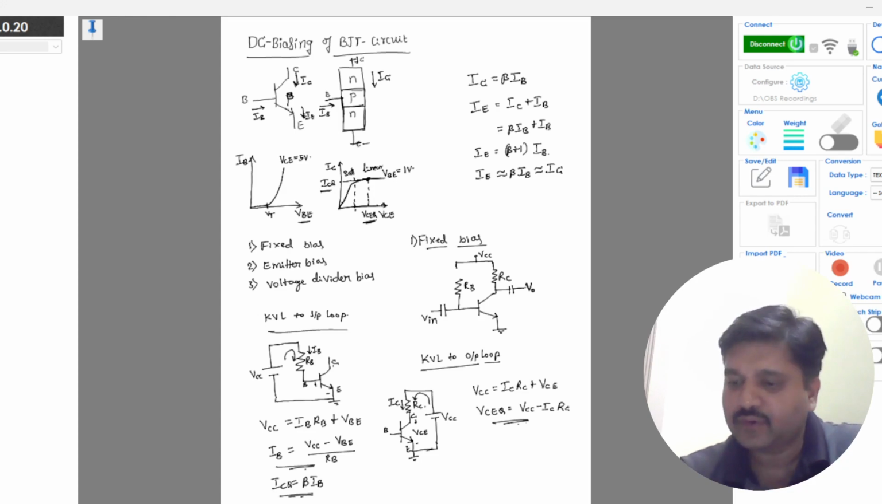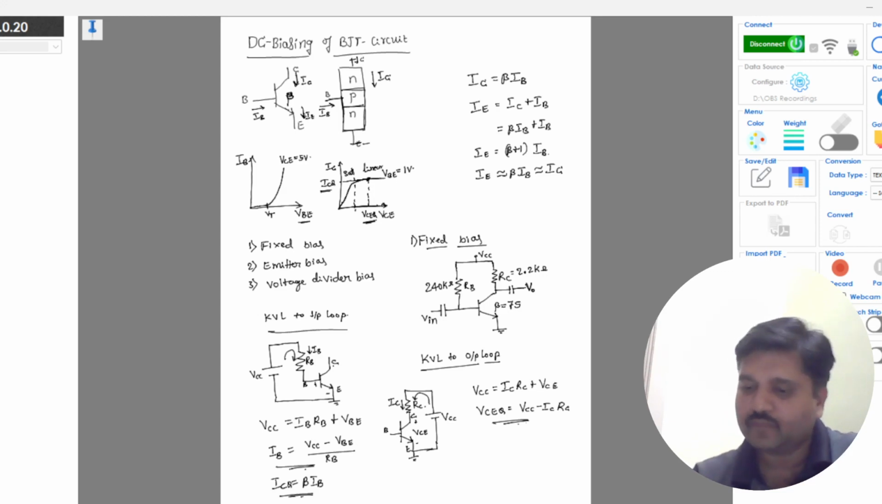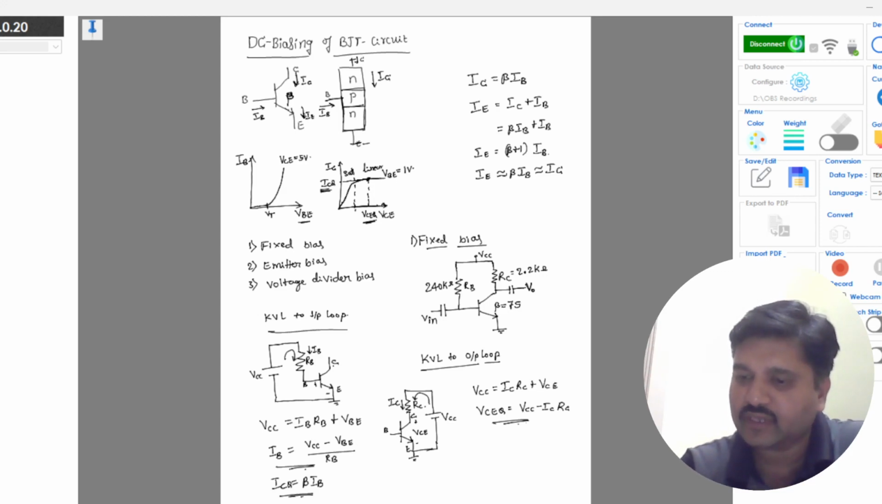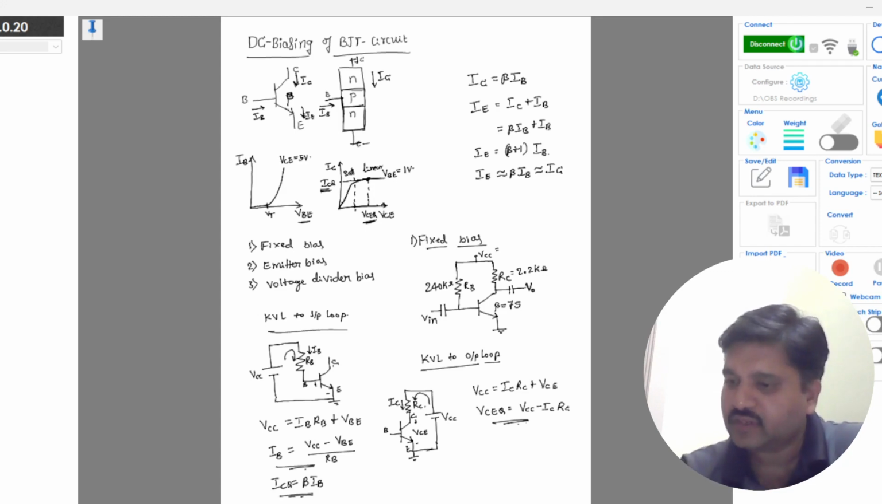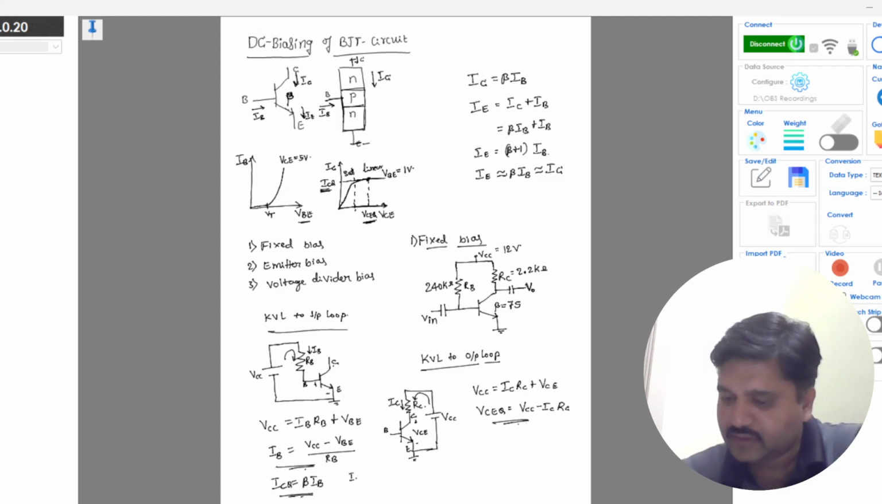Taking a numerical example for this circuit, taking RB as, for example, 240 kilo ohms and RC as 2.2 kilo ohms, and taking beta value as 75, you can find out the bias point, that is ICQ and VCEQ for this circuit with a numerical value. Okay, so VCC you take as 12 volt. So you will get IB, which is 12 minus 0.7. 0.7 is nothing but VBE.